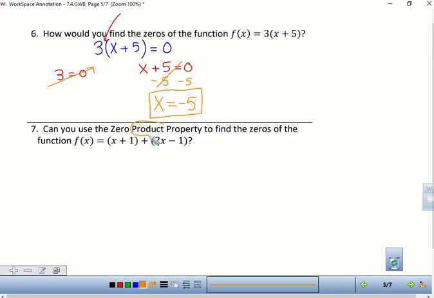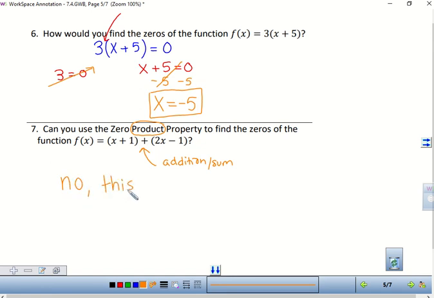So this is the zero product property, right? In order to use it, we need to have a product, which is what operation? Good. Is that the operation that exists between the two binomials here? No. What operation is this? Addition, also known as sum, right? So is that the right operation to use for the zero product property? No. So the answer here is no.